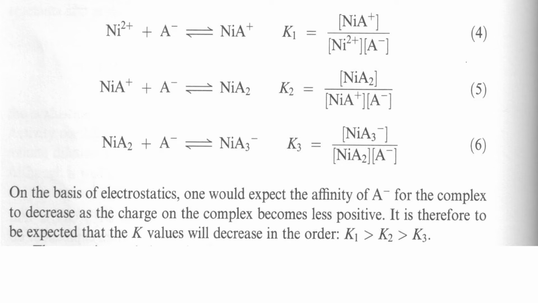Now, because of the charge on the complex, there is always a trend that K1 is larger than K2, which is larger than K3, because the charge on the complex repels the third ligand, and K becomes smaller. So K1 is always larger than K2, which is larger than K3.